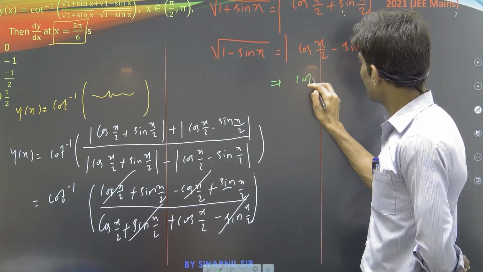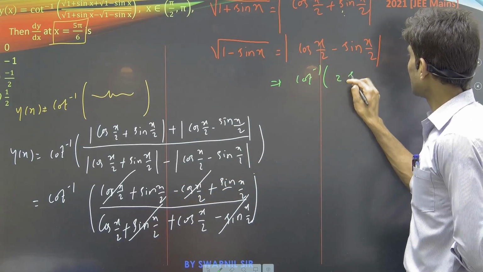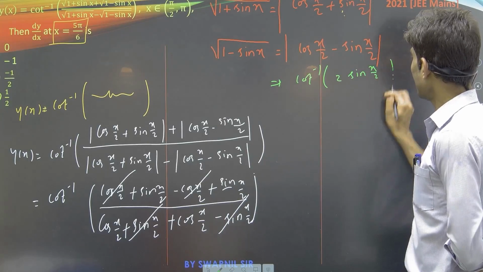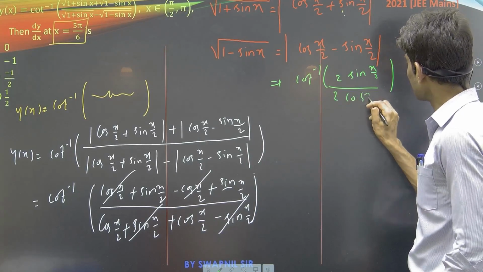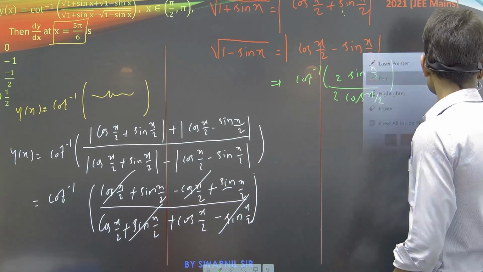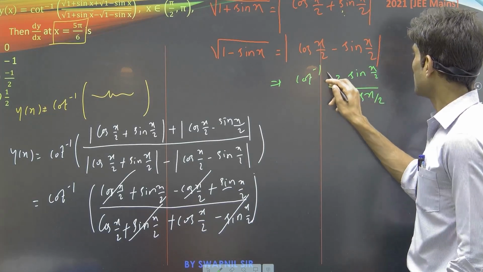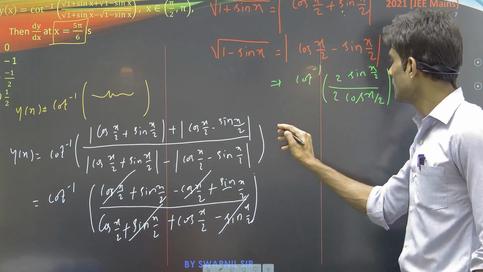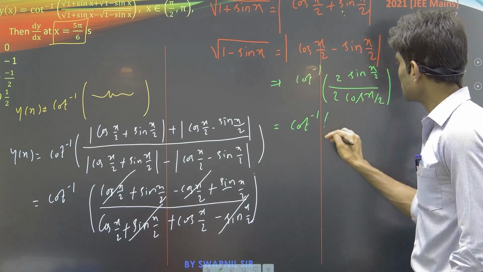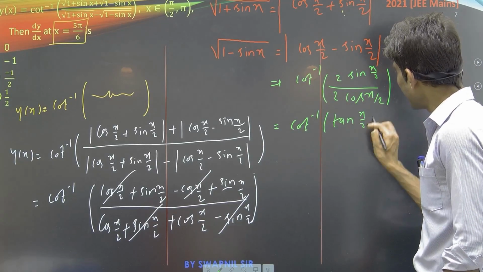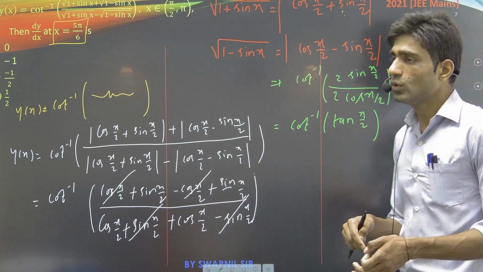Then next step we write here cot inverse of sin x by 2 plus sin x by 2, that means 2 times sin x by 2, okay. Total divided by cos x by 2 plus cos x by 2, 2 times cos x by 2 here, okay. 2 times sin x by 2 divided by 2 times cos x by 2. 2 cancel here. Then we write cot inverse of sin x by 2 upon cos x by 2, which is tan of x by 2 here. Cot inverse of tan x by 2. And we write tan x by 2 plus, okay.